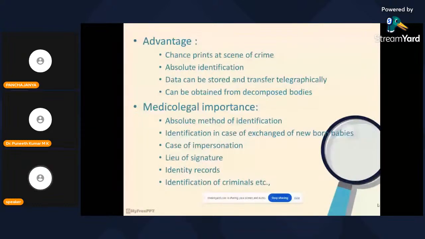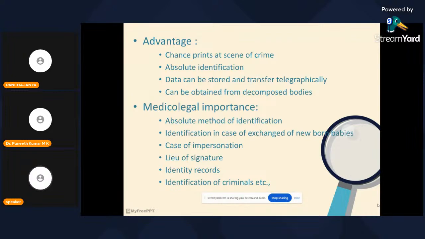When a baby is born, they take the footprints and fingerprints for identification and tag the baby with the help of that. It is also used in cases of impersonation, in the form of signature, and in identity records like the Aadhaar card, and for identification of criminals. In jails too, they take fingerprints and footprints to identify a person. When a case is going on in court, based on the evidence from the scene of crime, the fingerprints obtained are matched with those of the suspected person, whose fingerprints are also taken.